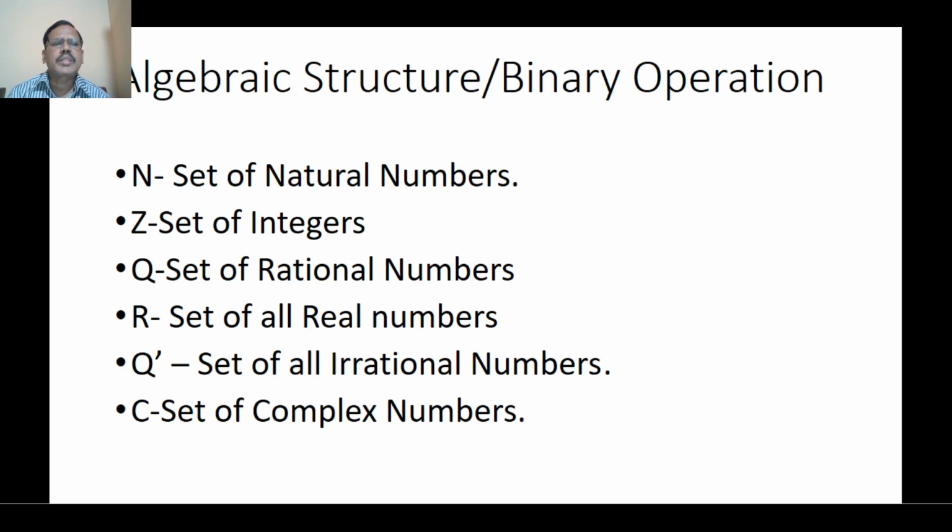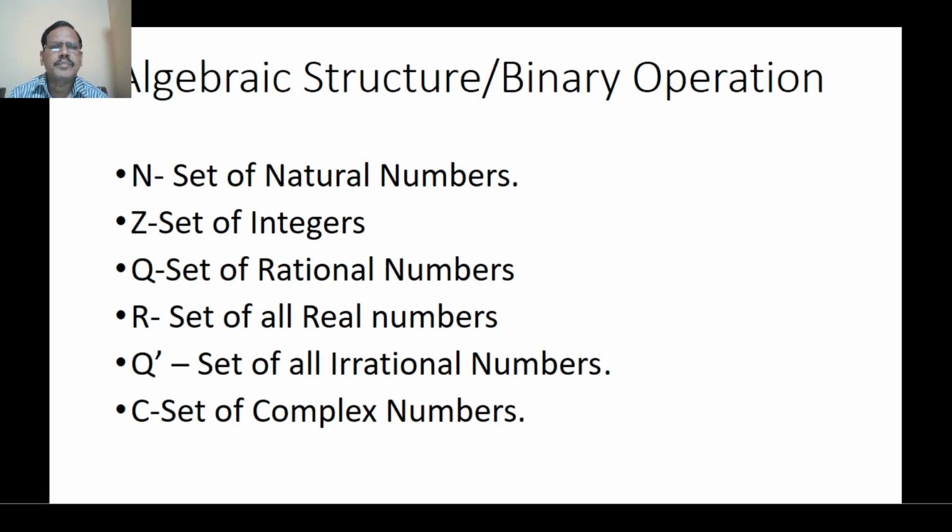The set of all natural numbers is denoted by N. The set of all integers is denoted by Z. The set of all rational numbers is denoted by Q. The set of all real numbers is denoted by R. The set of all irrational numbers is denoted by Q dash, and the set of all complex numbers is denoted by C. The set of all natural numbers consists of the numbers 1, 2, 3, 4 and so on.